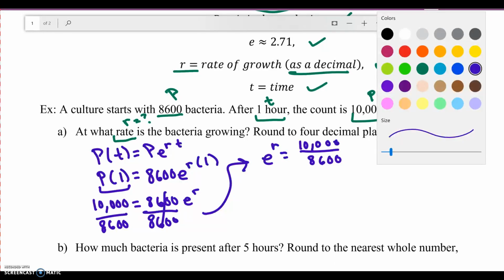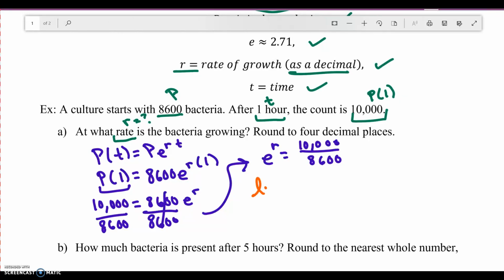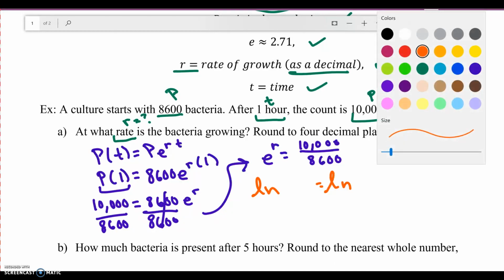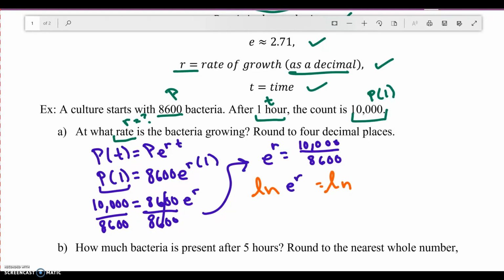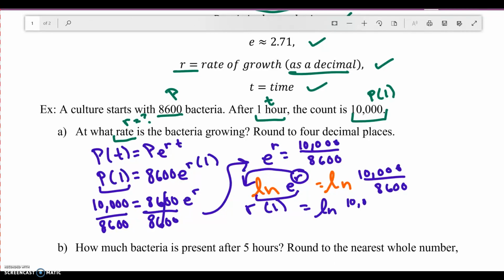In order for me to get rid of this e, what we've got to do is apply a natural log to both sides. Remember that the natural log is the thing that has the base of e, so I'm going to add an ln to both sides. Then I'm going to have ln of e to the r, and ln of 10,000 over 8,600. This r is going to go to the front. I have r times ln of e, and ln of e is just equal to 1, so we have r times 1 is equal to ln of 10,000 over 8,600. r times 1 is just going to give me r, and what is this going to be equal to?